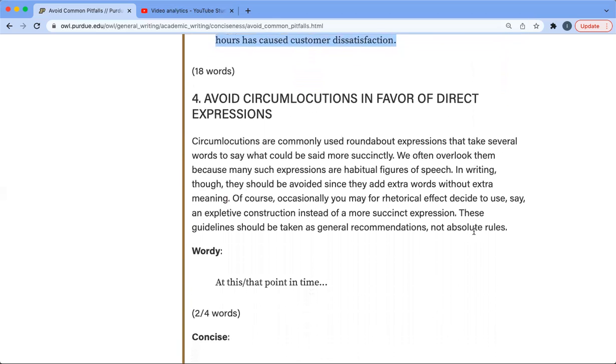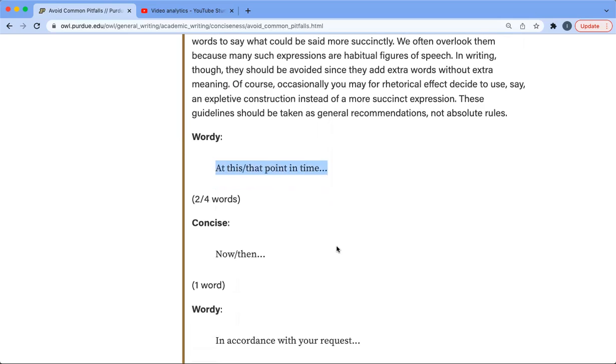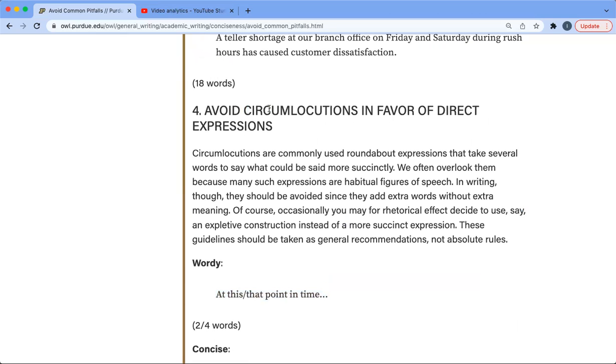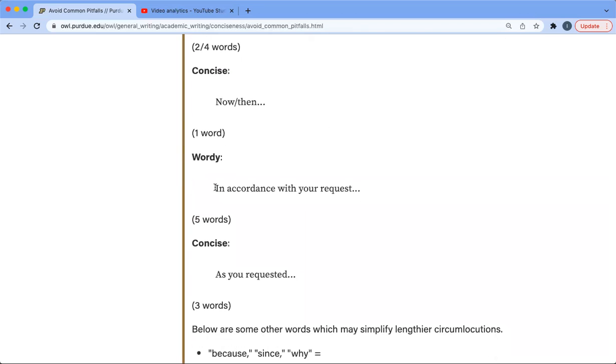The last step in the style is how to avoid circumlocutions in favor of direct expressions. In order to do that, for example, I have some phrases like at this point in time. Can I say now instead? These phrases are considered circumlocution. So these phrases are unnecessary. These phrases make your writing too wordy. Can I say, instead of in accordance with your request, as you requested?